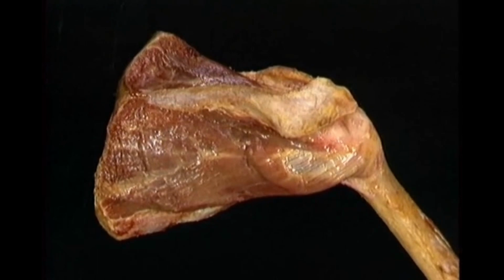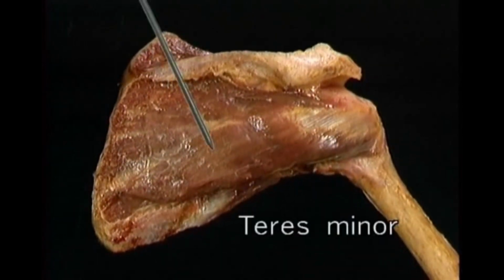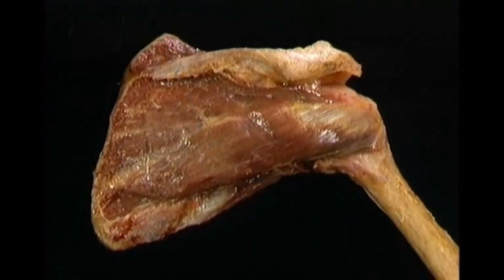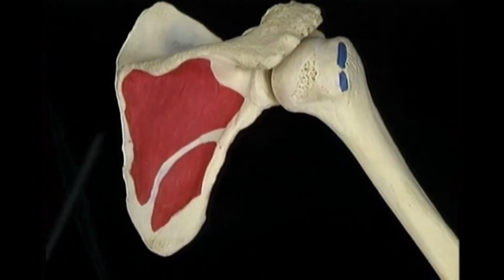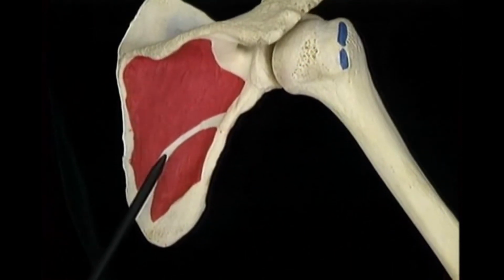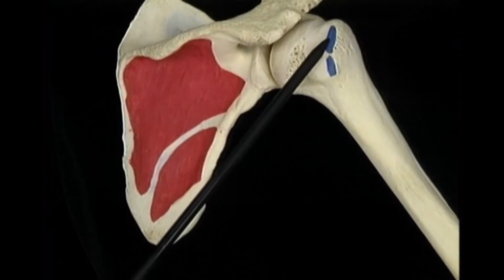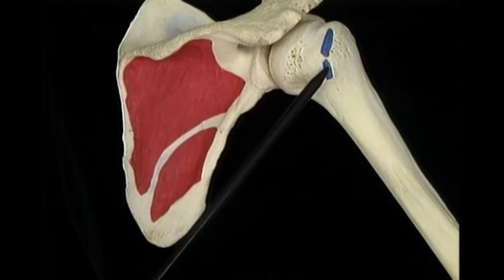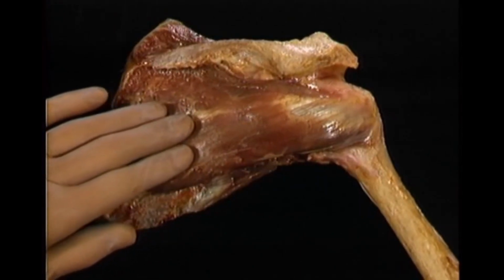The two muscles below the spine are infraspinatus and the teres minor. Between them, they arise from almost all of the infraspinous fossa. Infraspinatus here, teres minor here. Infraspinatus inserts here on the back of the greater tubercle, teres minor just below it. Both these muscles produce external rotation of the humerus.